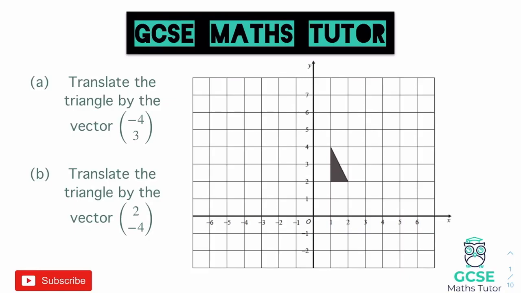Now the way to go about doing these is just to pick one of the corners or vertices on the shape. I'm going to pick that top one there. I'm going to move that point 4 to the left, as we have -4 on the top, and I'm going to move it by 3 up. So let's move that. We go 1, 2, 3, 4 to the left, and then 1, 2, 3 up, and that's going to finish off just there.